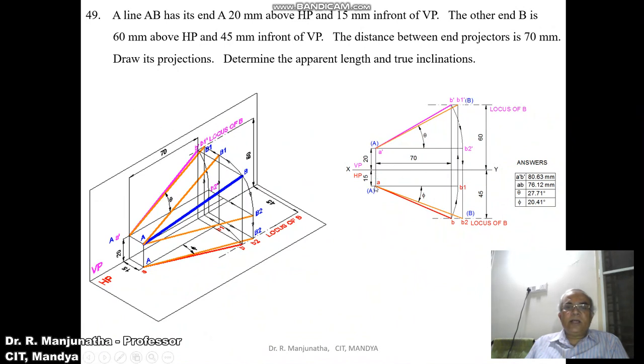Taking any point on that horizontal line drawn, draw a vertical projector, which is a thin line, to cut both the lines at A dash and A. You mark A dash and A.